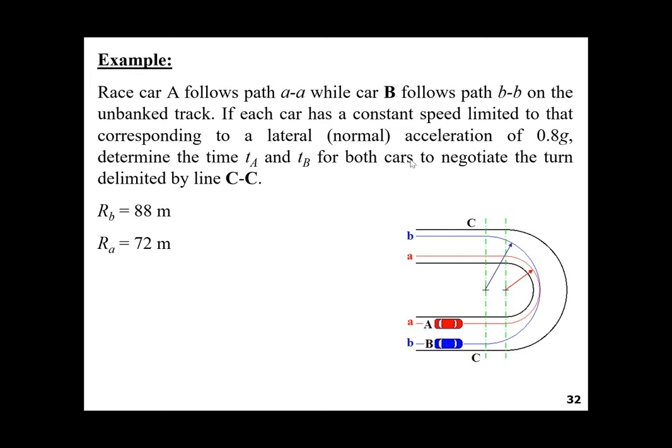The problem says both of them will have lateral acceleration of 0.8g, right? We want to see if this is the maximum acceleration they can get. And both of them have constant speed, so V dot is zero. How long does it take for A and B to start from here and go there? Is the definition of the problem clear?